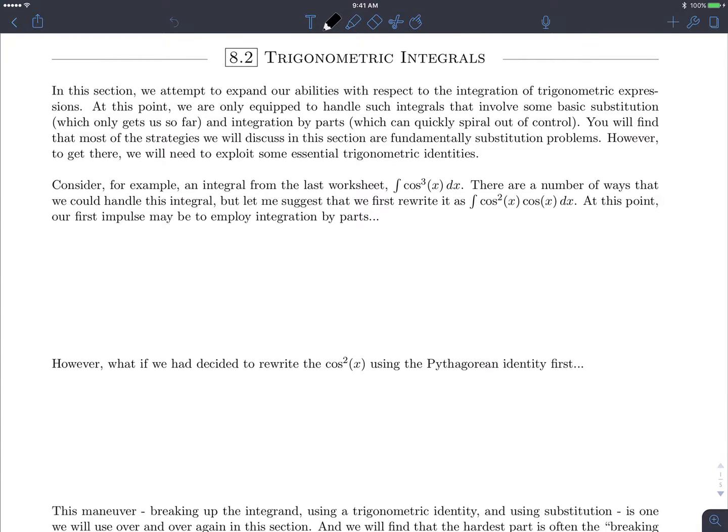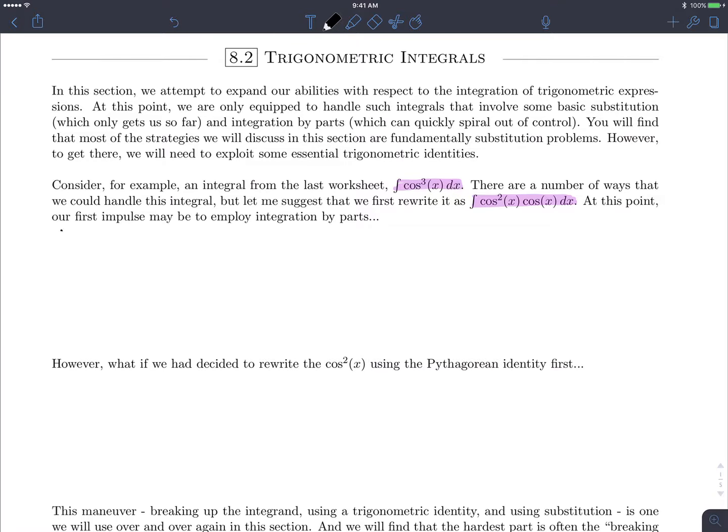Now there's a number of ways we could handle this, and doing them correctly will lead to equivalent answers. But most of those ways are going to require us to start by breaking up our cosine cubed integrand as cosine squared times cosine. Now, since we've just learned integration by parts, our shiny new integration technique, we might be compelled to do an integration by parts, which is definitely one viable way of approaching this problem. So if we had done that, let's see what we'd end up with.